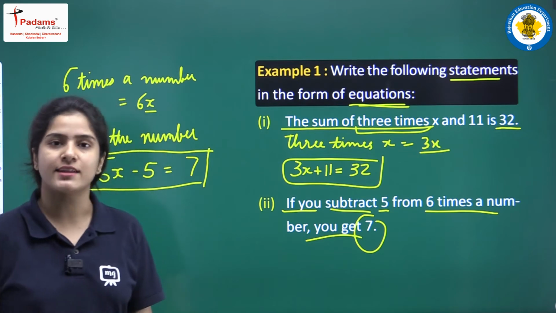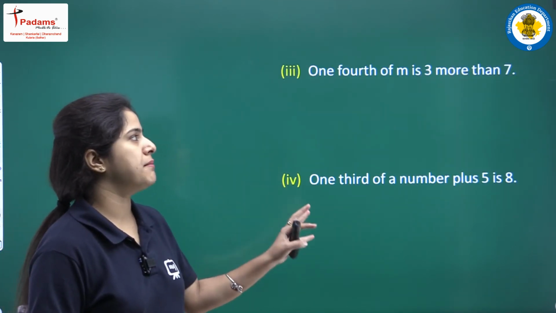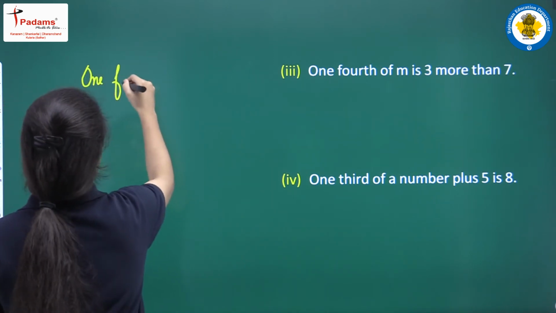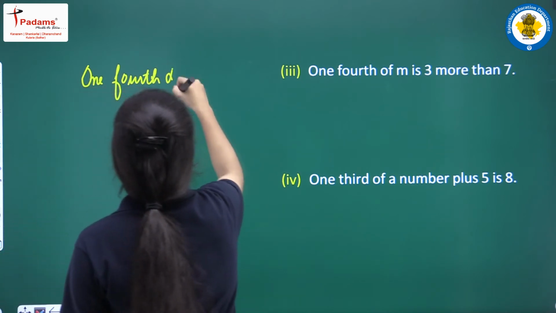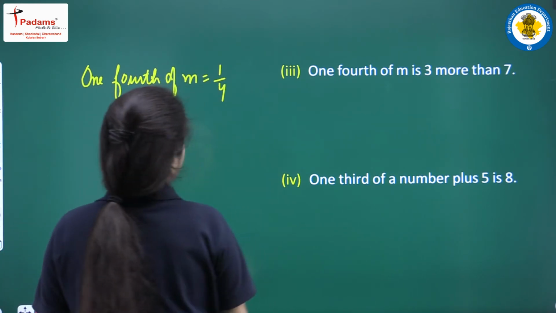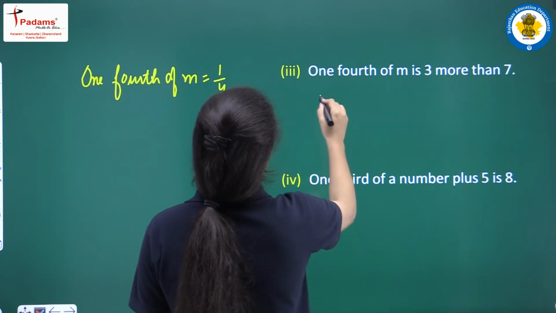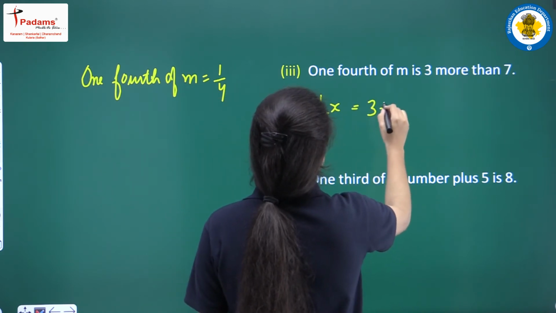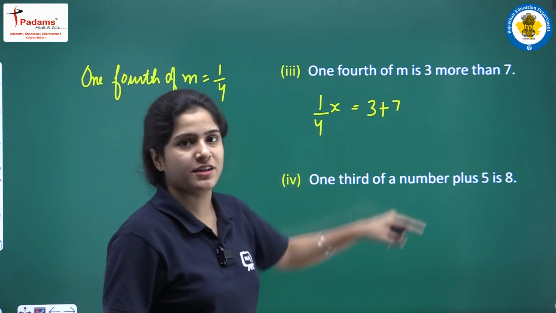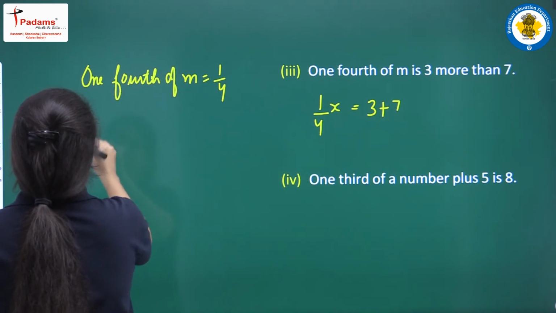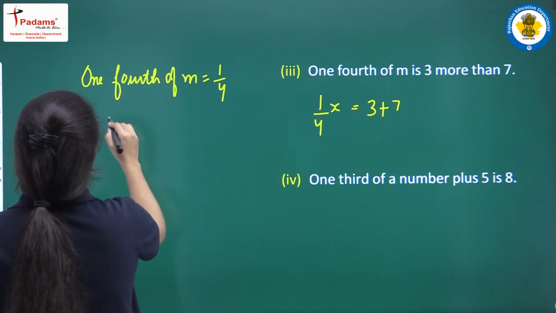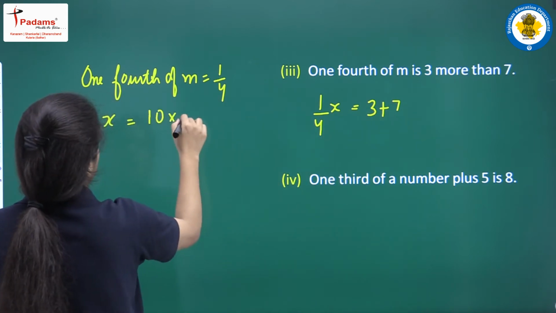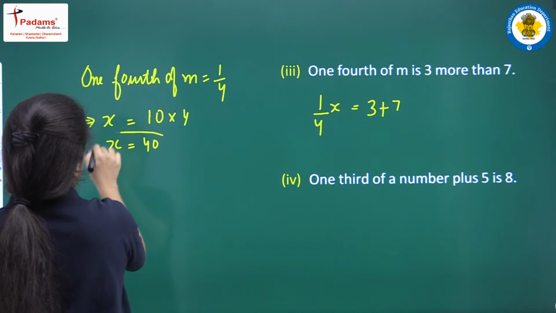Alright students, looking at another statement: 1/4 of m is 3 more than 7. Now students, you can write it as x is equal to 3 plus 7 is equal to 10. 10 into 4 is equal to 40. x is equal to 40. You can also write it like this.